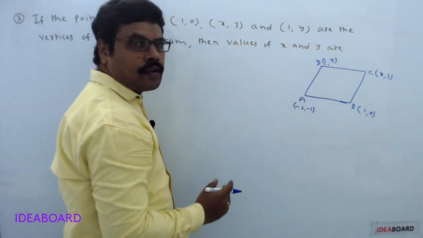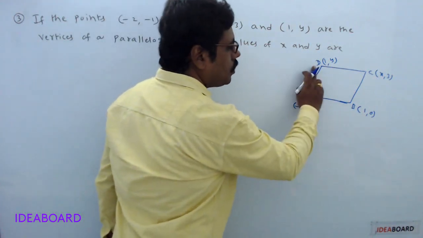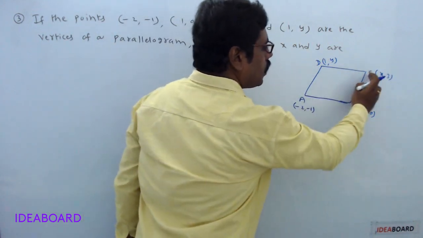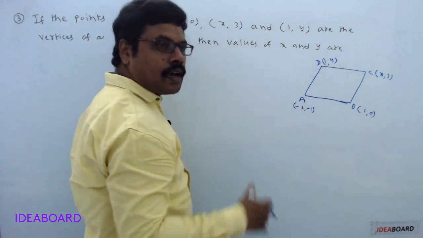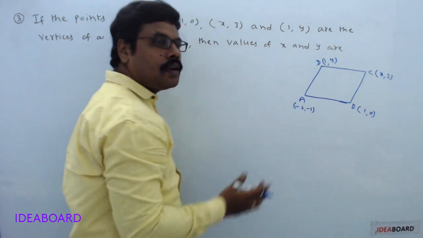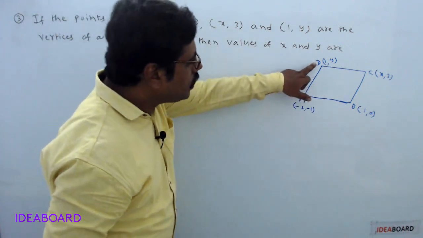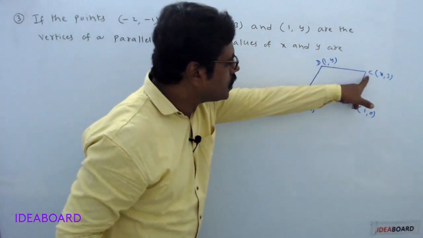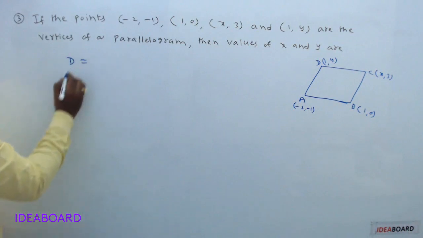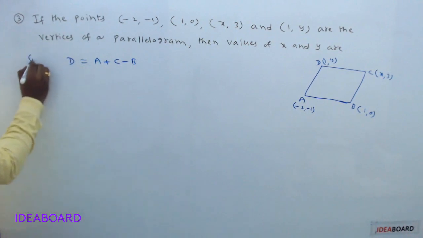Now it is a parallelogram. So you can write it as A equals B plus D minus C, or B equals A plus C minus D, or C equals B plus D minus A. So you can use any one of those conditions. Suppose D can be taken as A plus C minus B. So from the diagram, D can be taken as A plus C minus B.